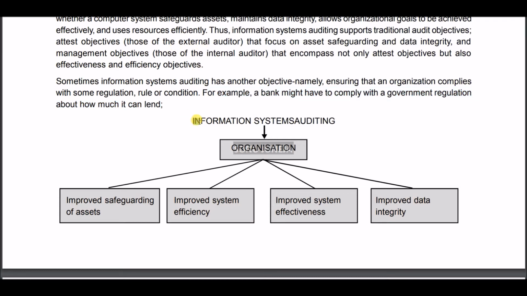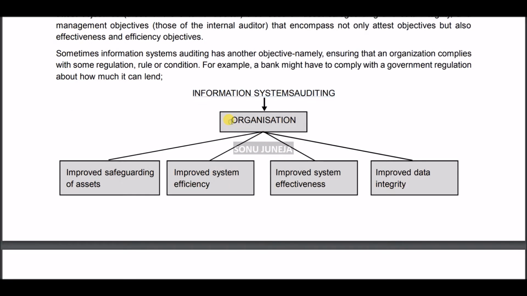Now apart from that, information systems are a crucial part of our day-to-day life, be it shopping, banking, purchasing shares, or looking into various e-governance plans, everywhere with respect to MCA, RBI, SEBI. Now information system auditing is all about improved safeguarding of assets with respect to information, then considering efficiency, improved system effectiveness, and improved data integrity.